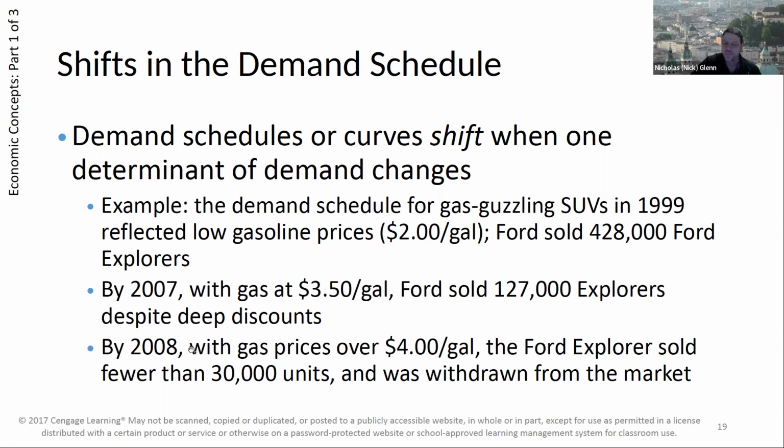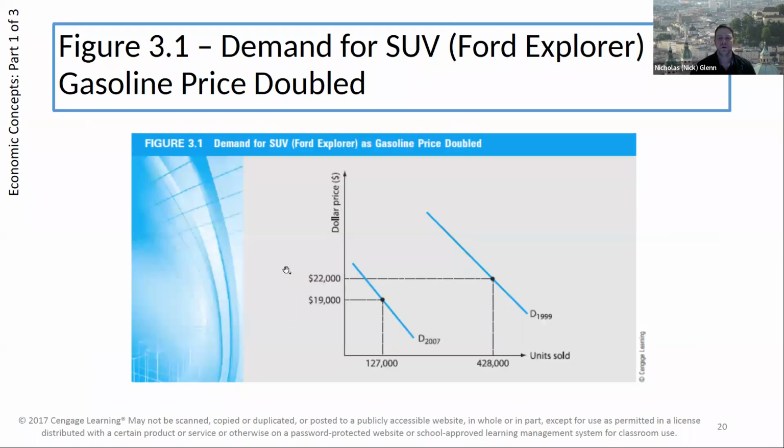And then the gas price increased all the way to $4 in 2008. That caused the Explorer market to basically implode; they only sold 30,000. And so they withdrew it from the market. This shows how complementary goods can really impact and shift the demand for these types of goods. All right, there's a graphical representation of it.